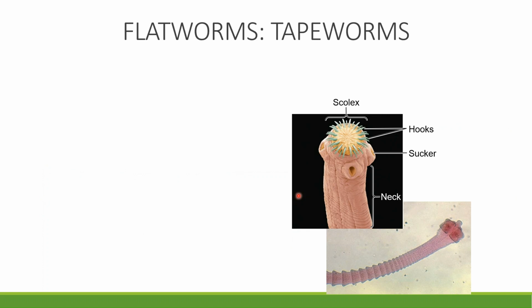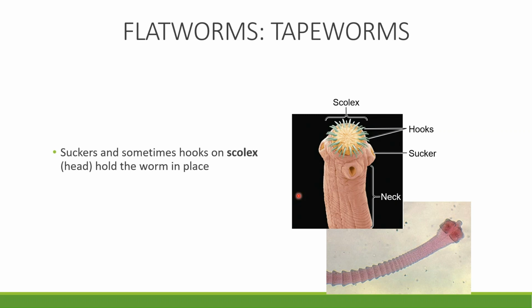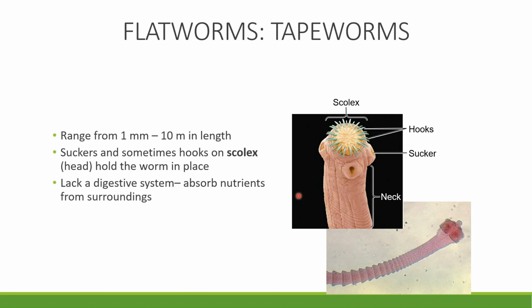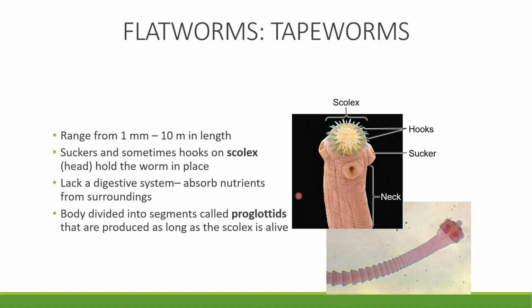Here's another flatworm called the tapeworm. That sucker with the hooks on it that I showed you in the previous slide is called a scolex. They range in size from as little as 1 millimeter, again, that's about 10 sheets of printer paper, to as large as 10 meters in size. Like the flukes, they lack a complete digestive system, so they need to absorb nutrients straight from their surroundings, from their environment.